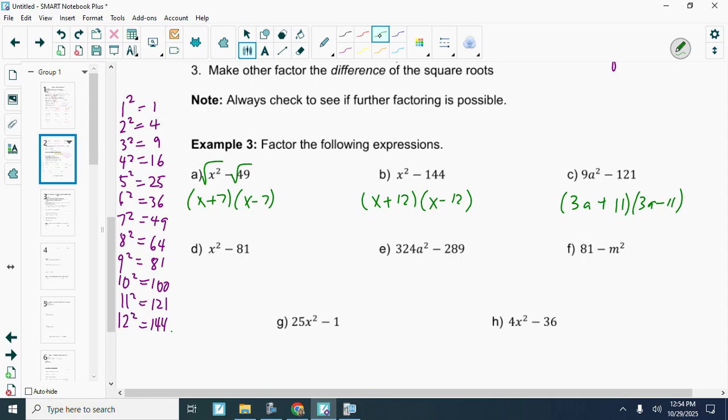Okay, 81 is a perfect square. X squared is a perfect square. So we have x plus 9, x minus 9. Now these ones, I have no idea. Okay, 324. So this one, I would pull out my calculator.